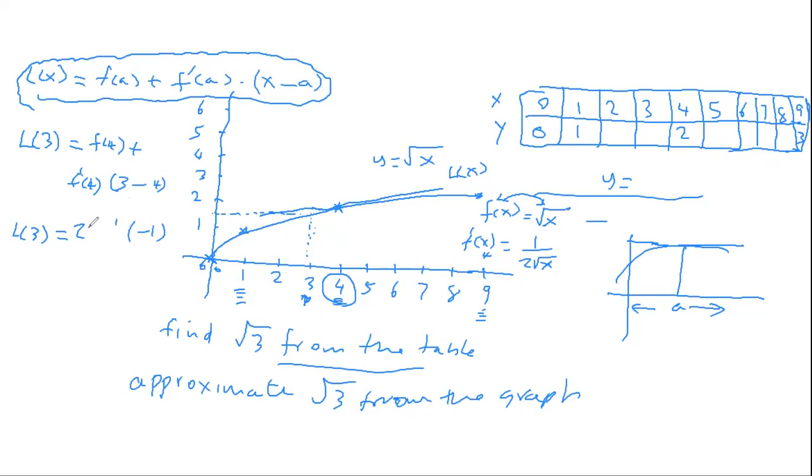Okay, so we have 2 plus 1 over 4 multiplied by negative 1, negative 1 because I have 3 minus 4. So this is equal to what? 2 minus 1 over 4, and that's equal to 1.75.